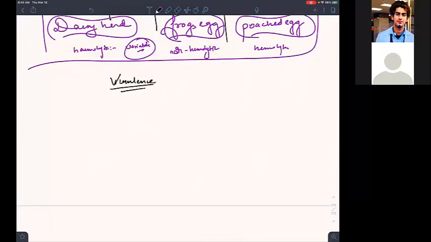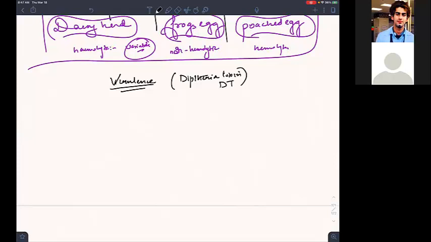The virulence factor of Corynebacterium diphtheriae is diphtheria toxin. What is special about this diphtheria toxin? We need to first know the mechanism, how this toxin will work. So we write it in short as DT.